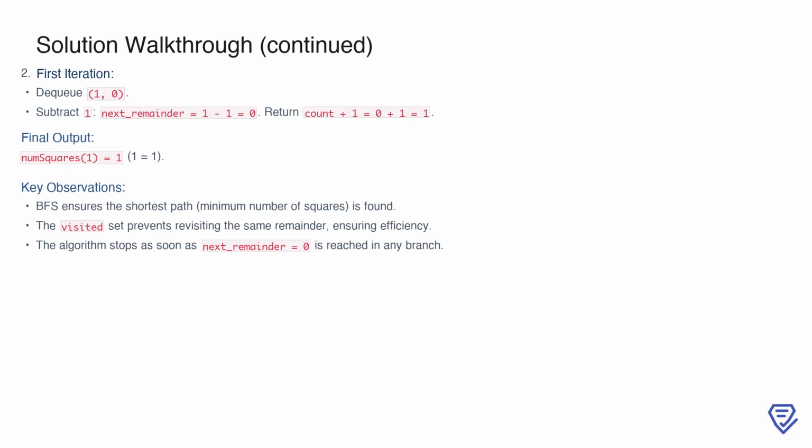From these examples, we can make some key observations about the algorithm. First, BFS guarantees the shortest path, ensuring that we find the minimum number of squares. Second, the visited set prevents us from revisiting the same remainder, which avoids redundant calculations and keeps the algorithm efficient. Finally, as soon as we reach a remainder of 0 in any branch, we stop immediately, ensuring we don't waste time exploring unnecessary paths. This approach ensures both correctness and efficiency in solving the problem.